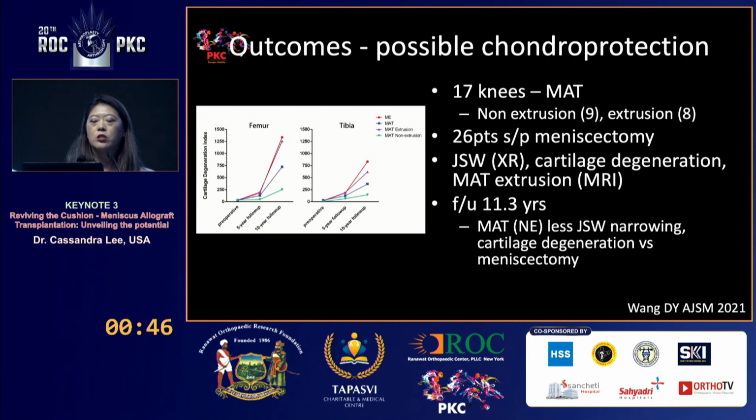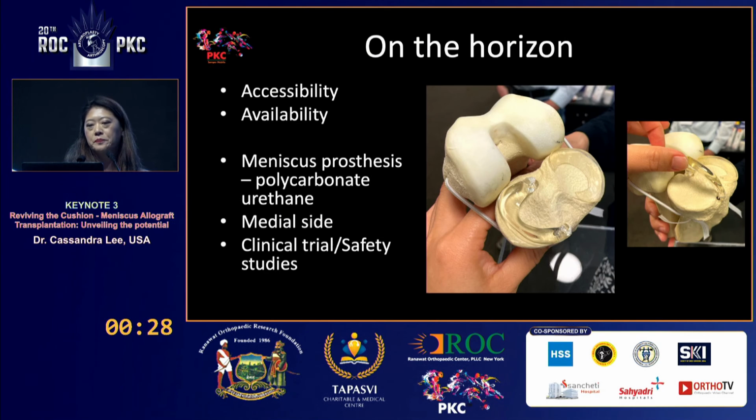So relatively long-term outcomes, and they found that the patients who had meniscus transplants that did not extrude had less joint space narrowing and better cartilage degeneration scores versus the meniscectomy. So a little more hint that this might be chondroprotection. We still just don't know, but this is really compelling evidence.